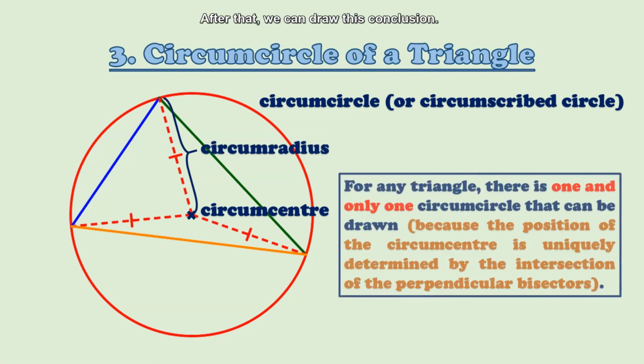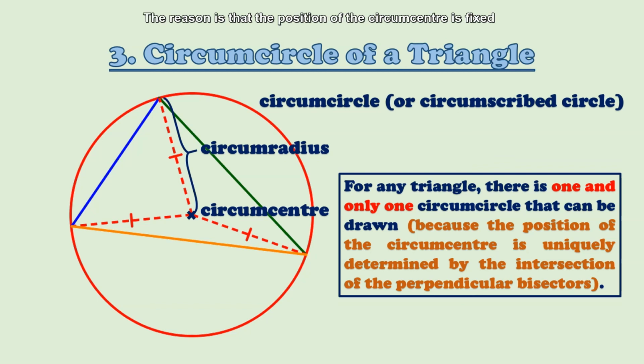After that, we can draw this conclusion. For any triangle, we can always draw a circumcircle, and at the same time there is only one circumcircle. The reason is that the position of the circumcenter is fixed by the intersection of the perpendicular bisectors.